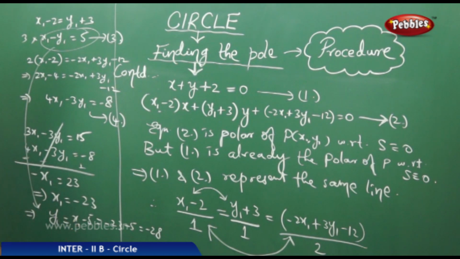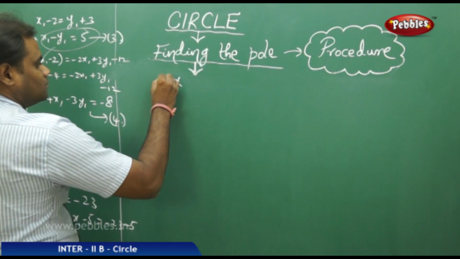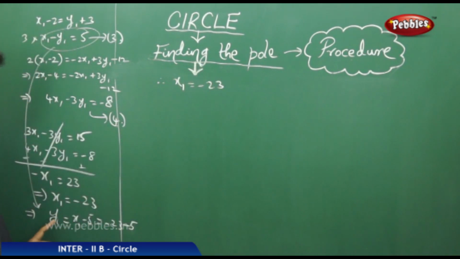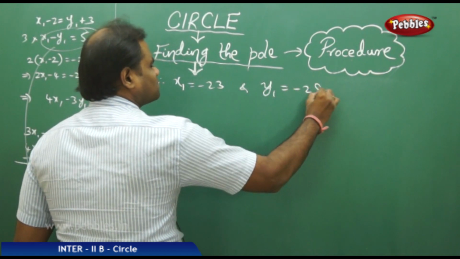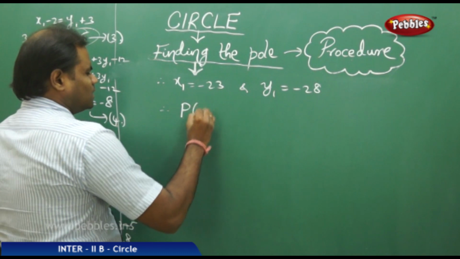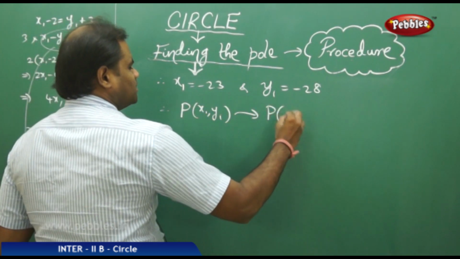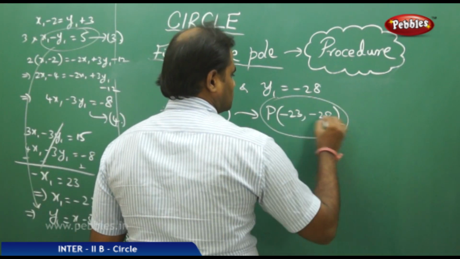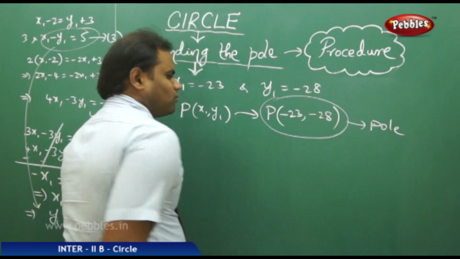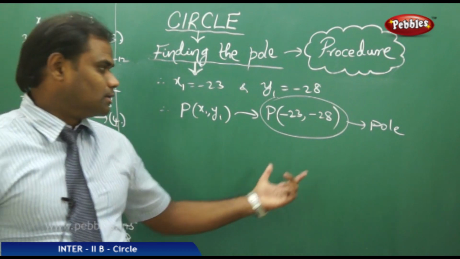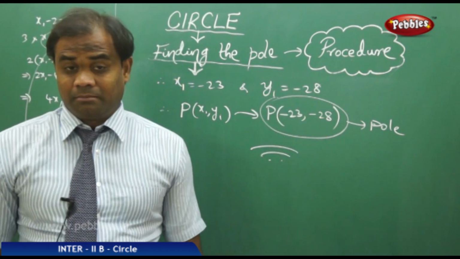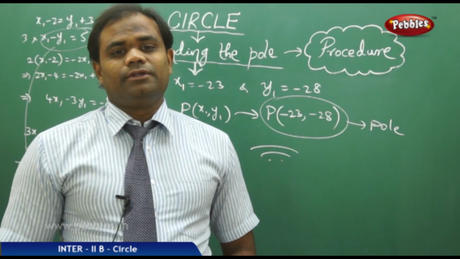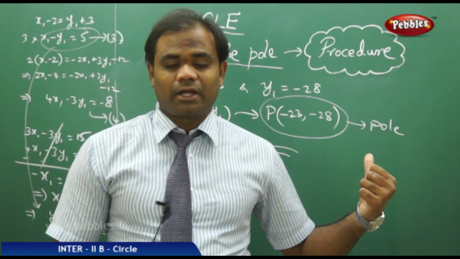Therefore, I have 2 points. x1 is minus 23 and y1 is minus 28. Therefore, the point P x1 y1 reduces to P minus 23, minus 28, which is the pole. Therefore, the pole of the line x plus y plus 2 with respect to the circle is minus 23 and minus 28. This is how we find the pole using the formula connected with ratios and proportion.